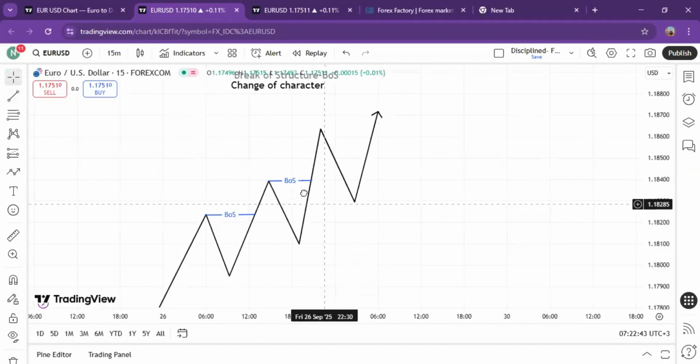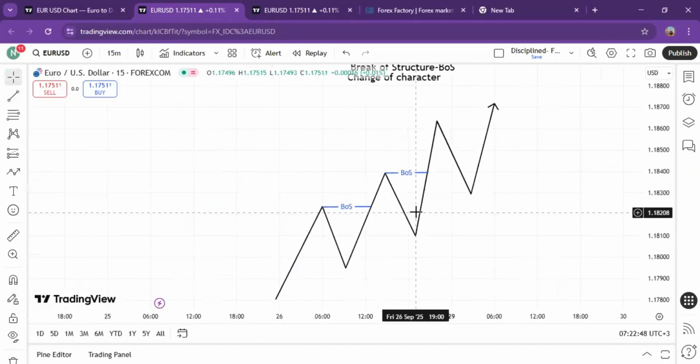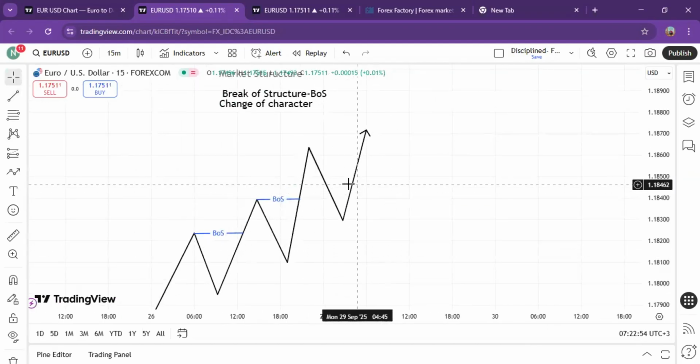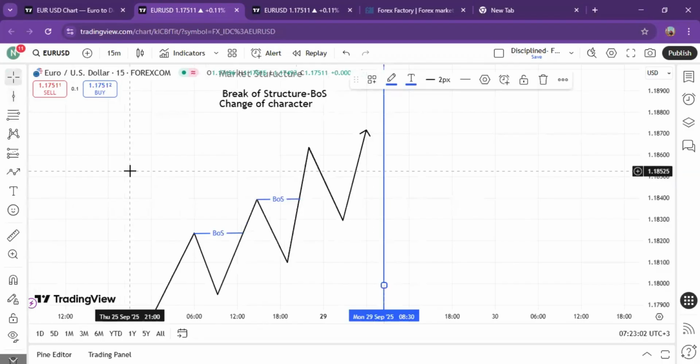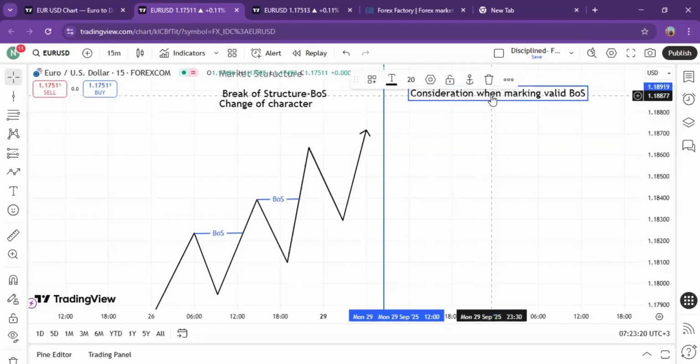But now, the most confusing thing when it comes to market structure, there are certain things that people don't really understand. Now, in this video, we are going to discuss 4 rules that someone should follow when marking the break of structure. So we are going to discuss considerations when marking a valid break of structure. That is what we are going to be discussing today.